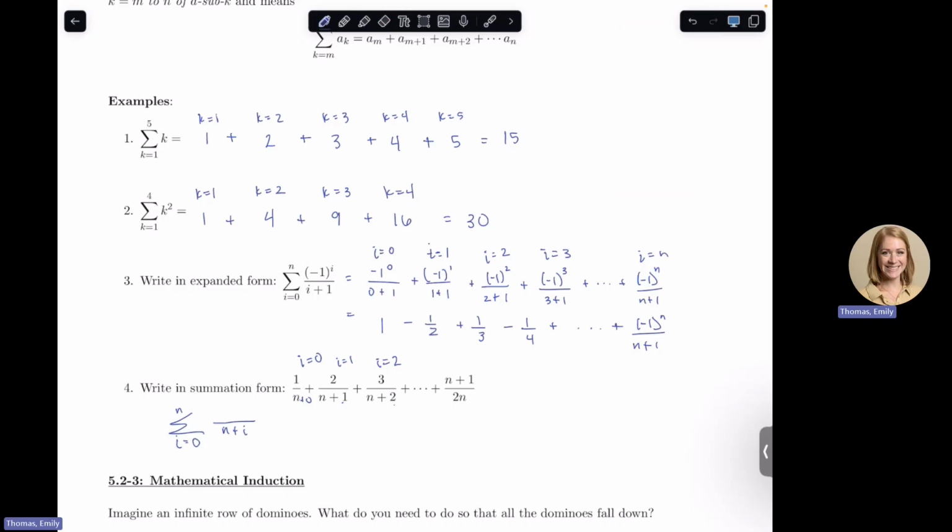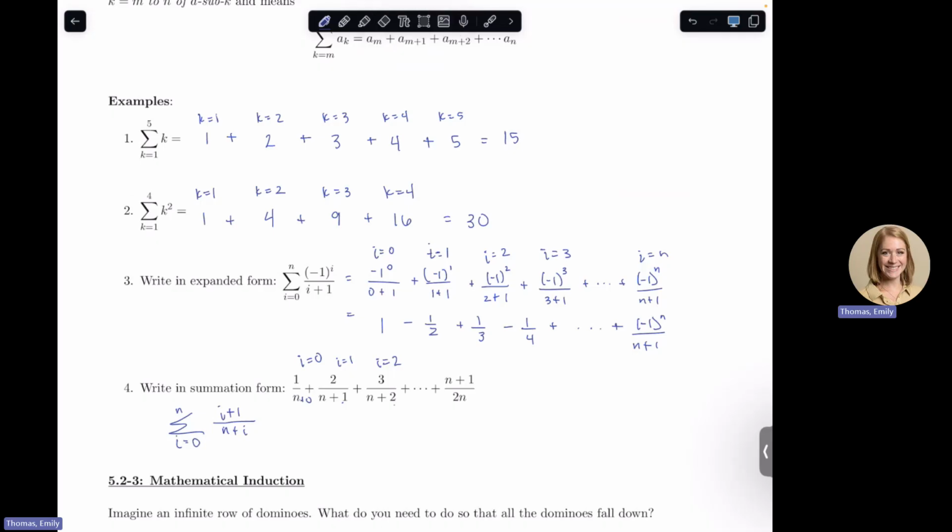And then what's up top? It's i plus 1, yeah. I plus 1 up top, n plus i on the bottom. Okay, so that is 5.1.